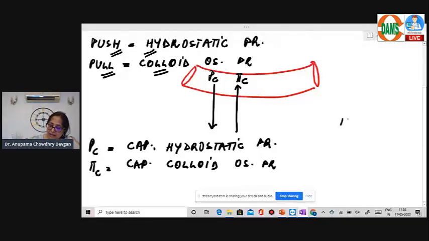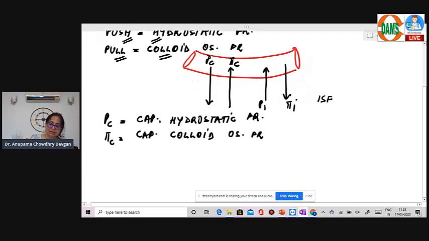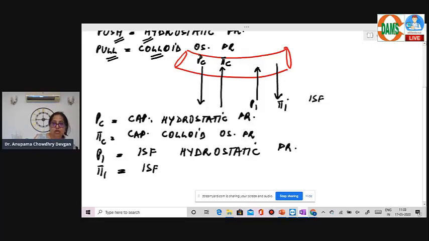Now, similarly, the interstitial fluid also has a push force and a pull force. Push force will push the fluid from the interstitium into the capillary. Pull force will pull it back towards itself. So what is the push force here? Push force is Pi and pull force is pi i. Pi is the interstitial fluid hydrostatic pressure. Pi i is the interstitial fluid colloid osmotic pressure.